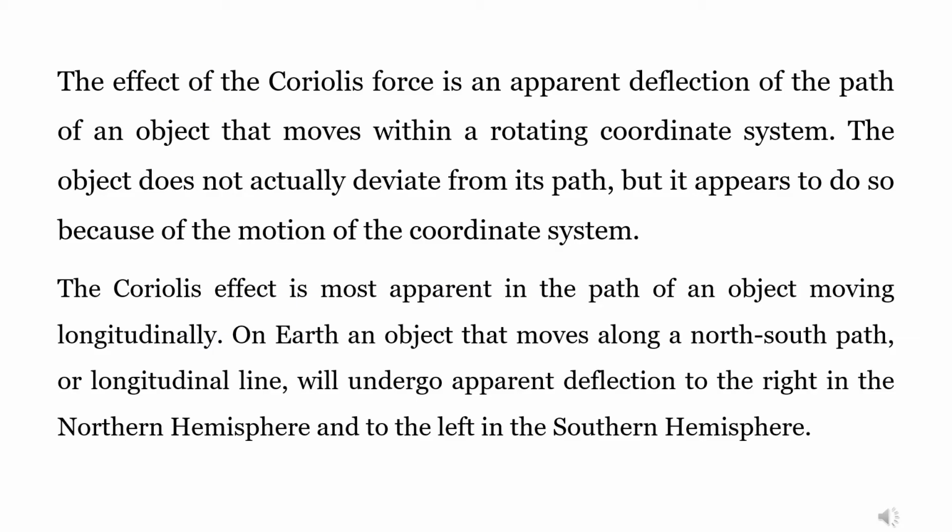So, for this, we can say that the effect of the Coriolis force is an apparent deflection of the path of an object that moves within a rotating coordinate system. The object does not actually deviate from its path, but it appears to do so because of the motion of the coordinate system. The Coriolis effect is most apparent in the path of an object moving longitudinally. On Earth, an object that moves along a north-south pole path or longitudinal line will undergo apparent deflection to the right in the northern hemisphere and to the left in the southern hemisphere.